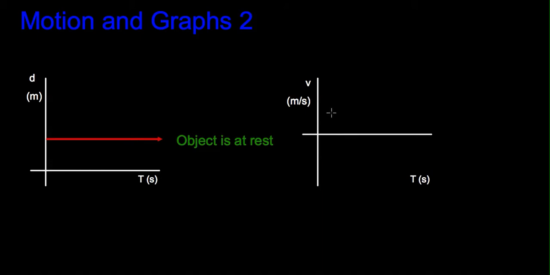So starting with the first graph, we have an object that is at rest. Hopefully that's a pretty easy one to understand. It should be a graph where the line stays right on the x-axis, because if you don't have any velocity, you can't be above or below that, and you must be at 0.